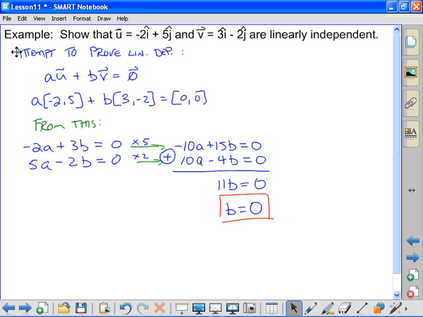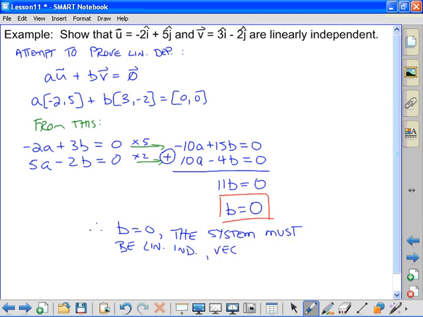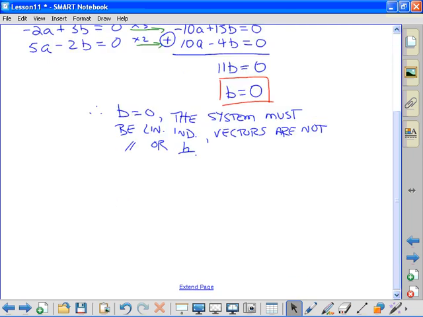Because one of our values, the b value, is equal to 0, the system must be linearly independent. Vectors are not parallel or perpendicular. Okay, so that's one way to do it.